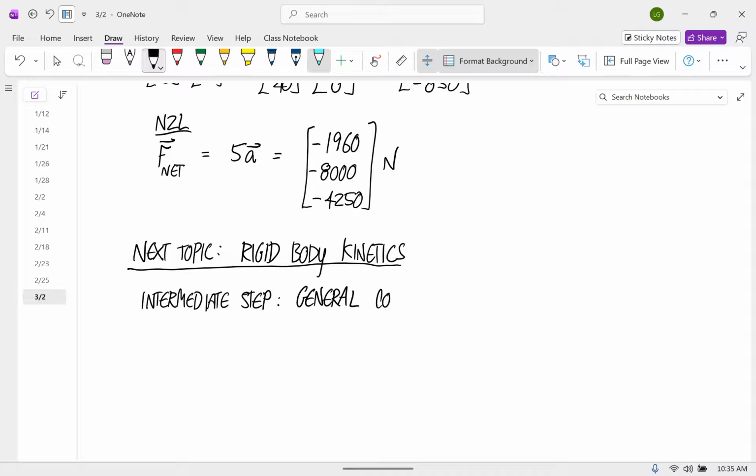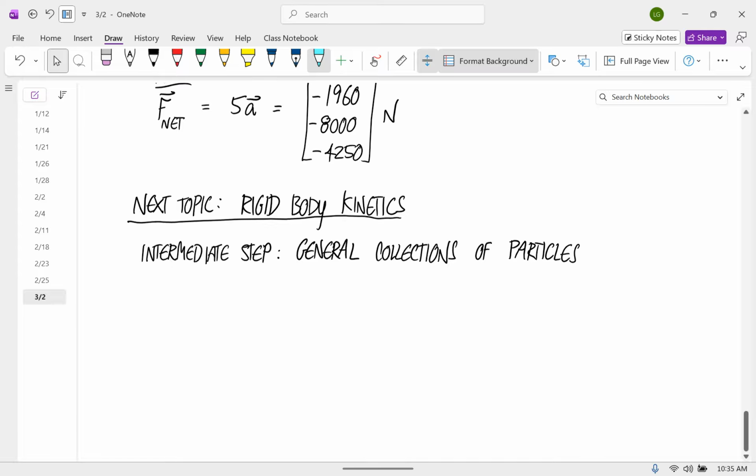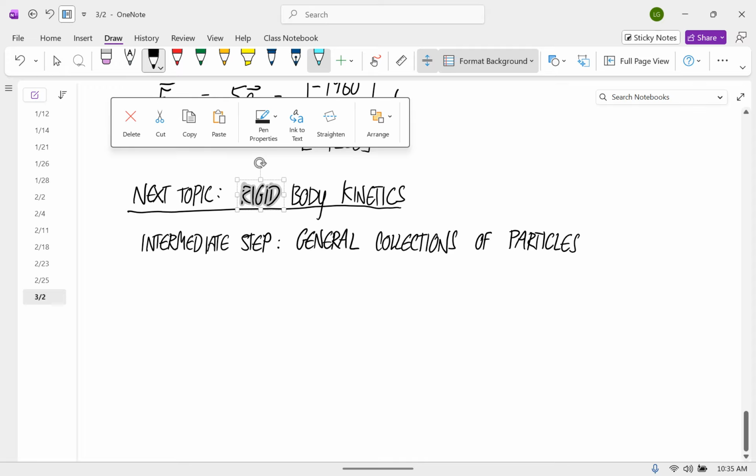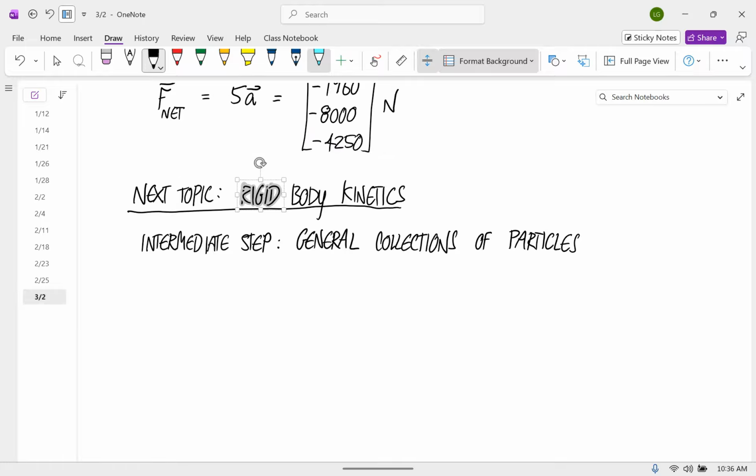So, general collections of particles. This could be rigid bodies, or a glob of pudding, or a bunch of marbles. It's just any collection of particles. And so the question is, can you say anything useful about this? I mean, it's such a general thing. We're assuming so little. Is there anything useful you can say about collections of particles?